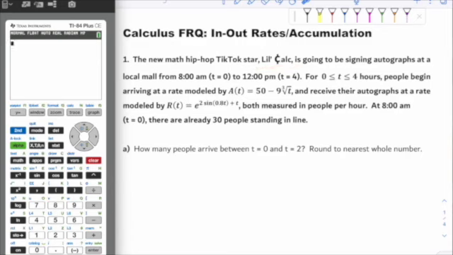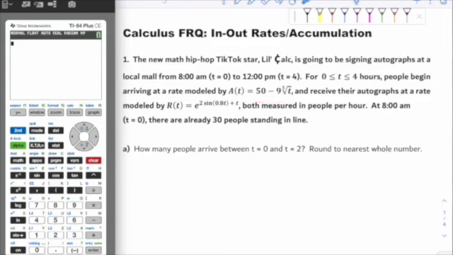Going to be signing autographs at a local mall from 8 a.m. to 12 p.m. And 8 a.m. is represented by t equals 0, 12 is t equals 4. So we're only talking about that time interval, 0 to 4. People begin arriving at a rate modeled by A of t, 50 minus 9 times the cube root of t.